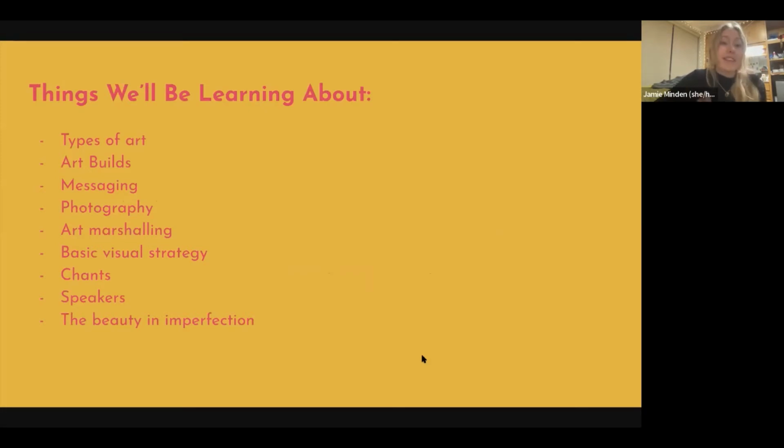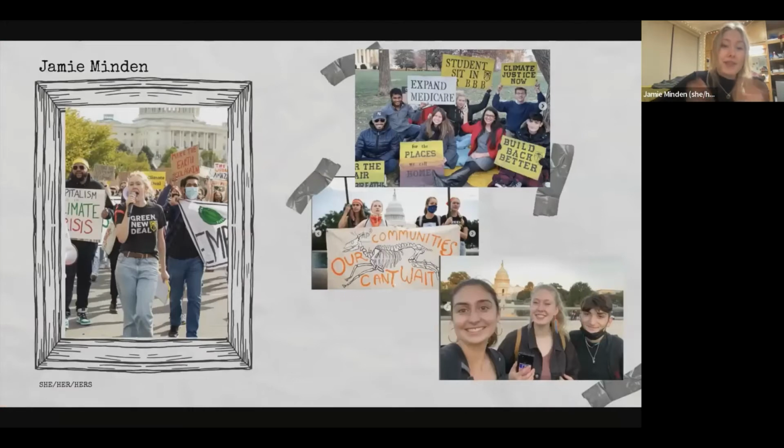So things we'll be learning about today are types of art, really basics, how to do art builds, messaging, photography, art marshaling, very basic visual strategy, and we'll do a little activity with that, chants, speakers, and the beauty and imperfection.